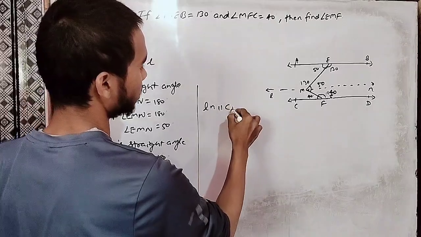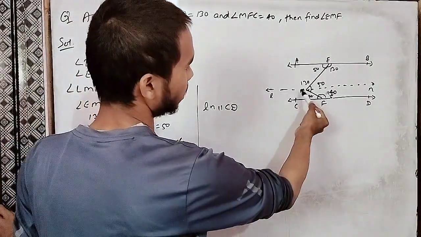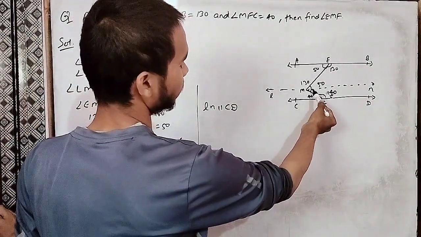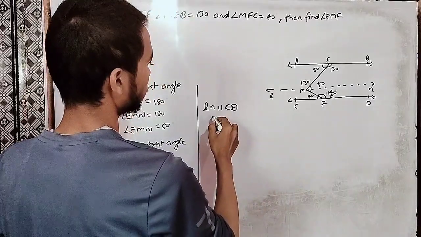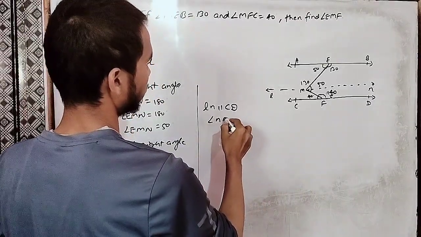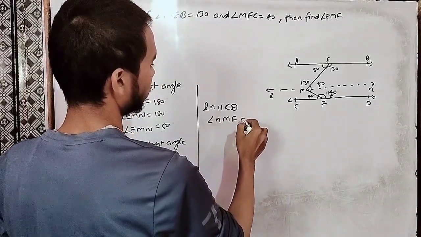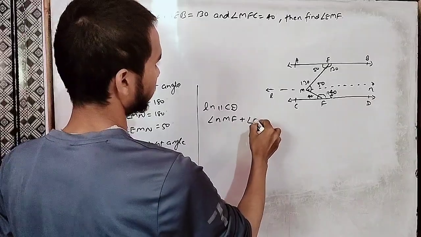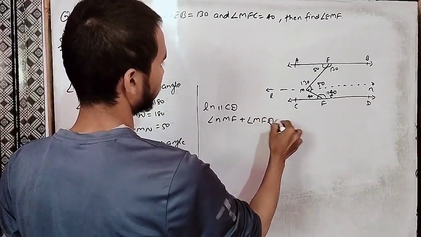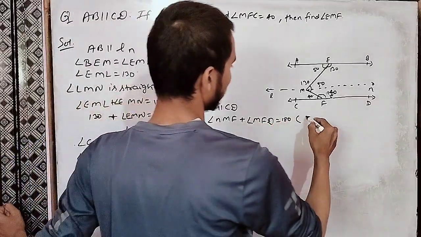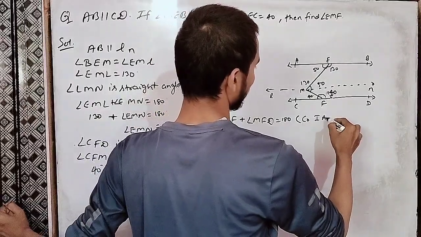AB is parallel to CD. Here we have what? Co-interior angles. So angle NMF and angle FD would be 180 degrees because of co-interior angles.